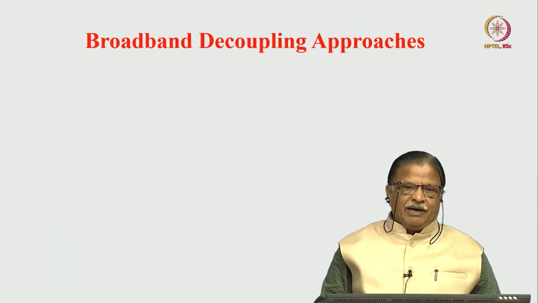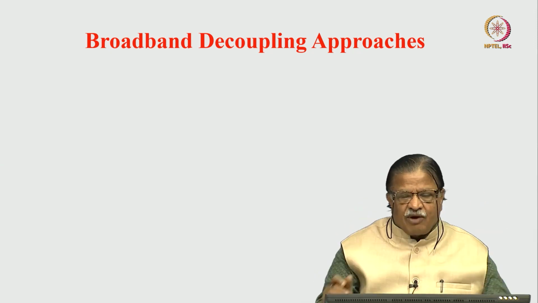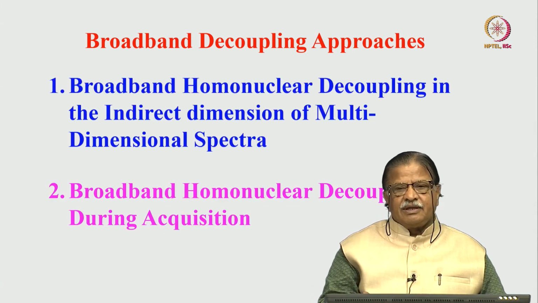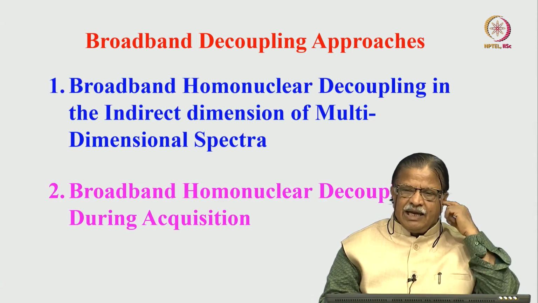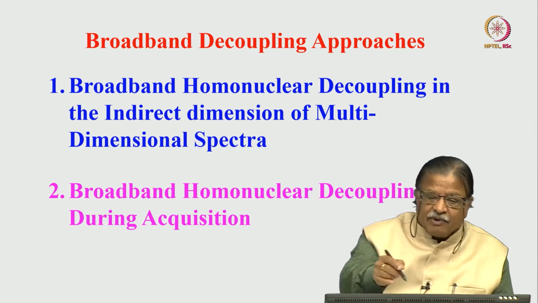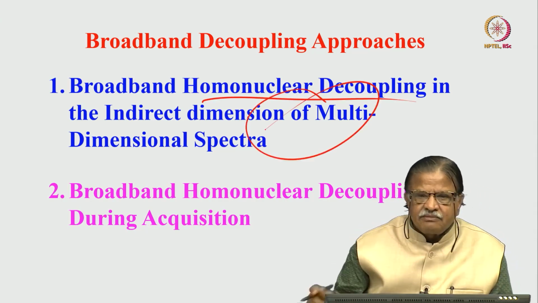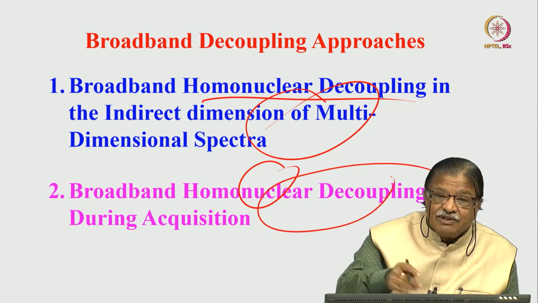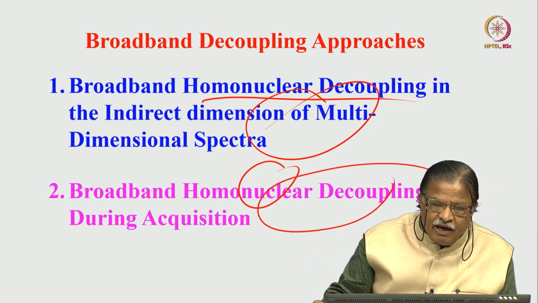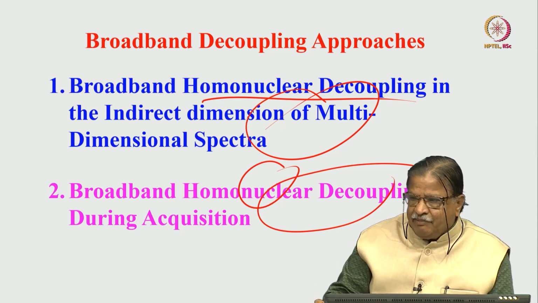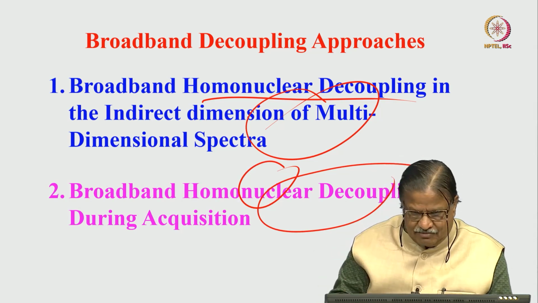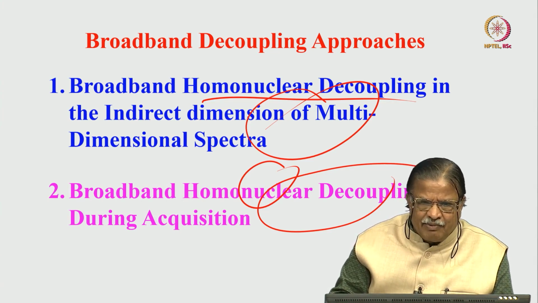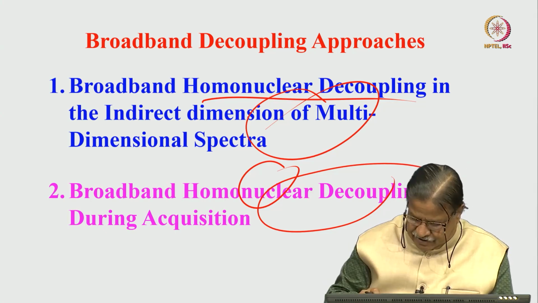Let us say I want to do the broadband decoupling. What are the approaches? How do you do that? When I say broadband decoupling is a challenge, how do you do that? There are two ways of doing it. In the 2D experiment way, I can do the broadband homonuclear decoupling in the indirect dimension, or I can also do the broadband decoupling during acquisition, which is even more challenging. Just now I said that during acquisition you cannot do the broadband decoupling, it is a challenge, but of course we can do it somehow. There are two ways of doing homonuclear decoupling: in the indirect dimension and also in the direct dimension. All right.